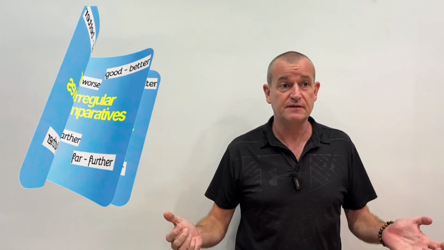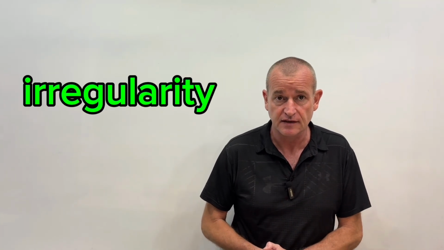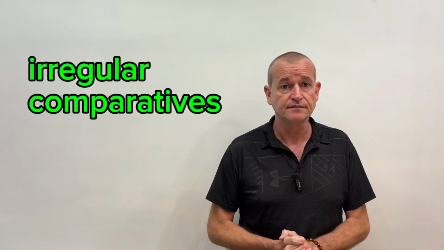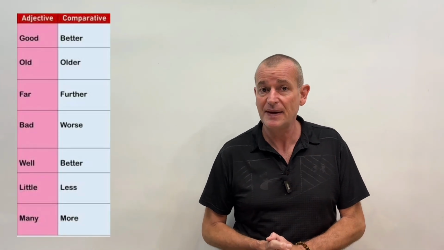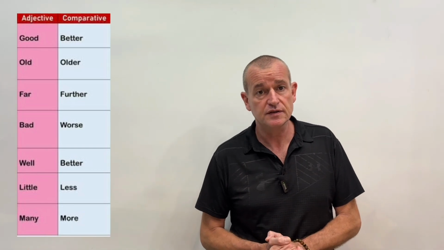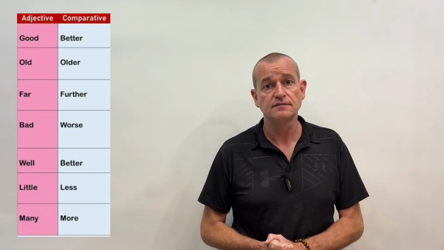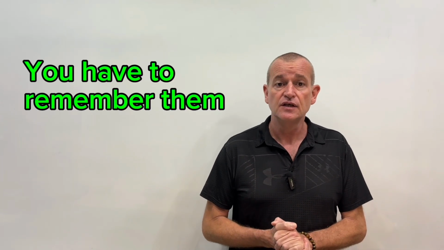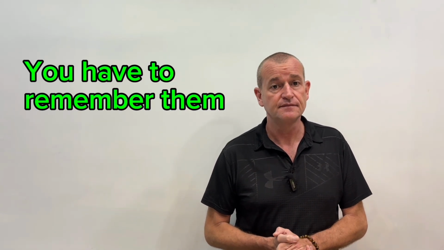Irregular comparatives, because where would the English language be without irregularity? Of course, it has exceptions. These are called irregular comparatives. Unfortunately, you just have to remember them. But here are a couple. Good becomes better, not gooder, better. Bad, worse, far, farther, or far, further. Again, guys, you just have to remember these.